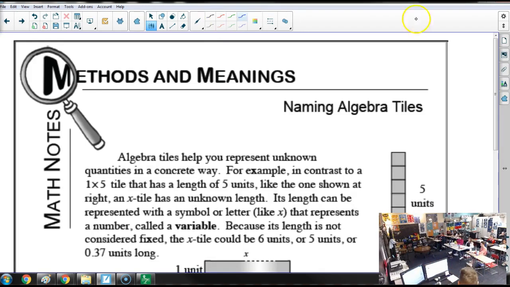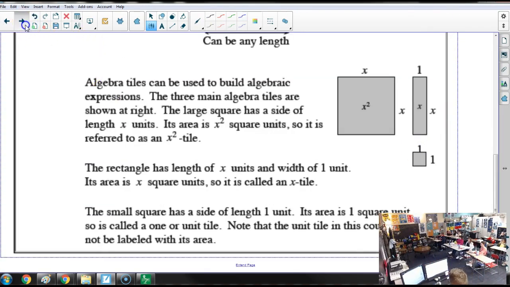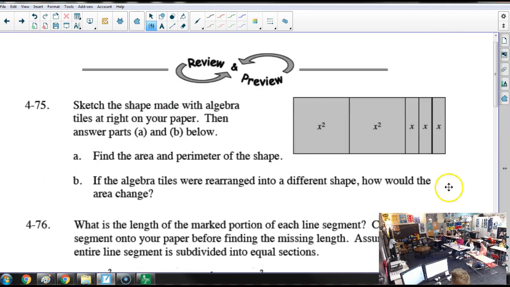So, let's look at 75. This was on, so get out last night's homework if you don't still have it out. Talk with the partners near you to make sure that you have the accurate area and perimeter for that shape. Notice that we're going to start low level and then get harder. You're going to love it.